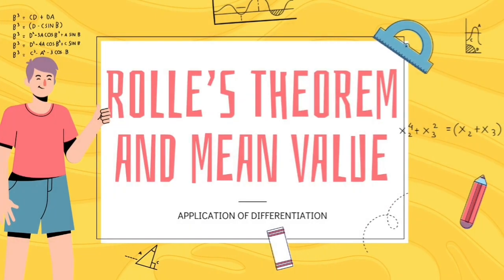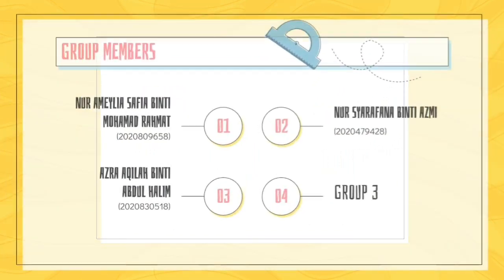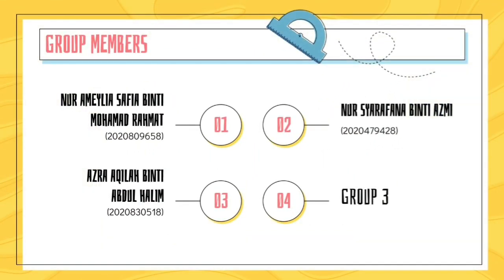Hi and Assalamualaikum. Today we would like to present our MAT183 group assignment under the application of differentiation, and we choose Rolle's theorem and mean value theorem as the subtopic. We are from group 3 and these are our group members. We will explain the steps and problem statement respectively.